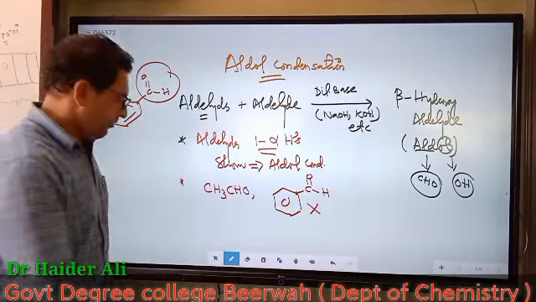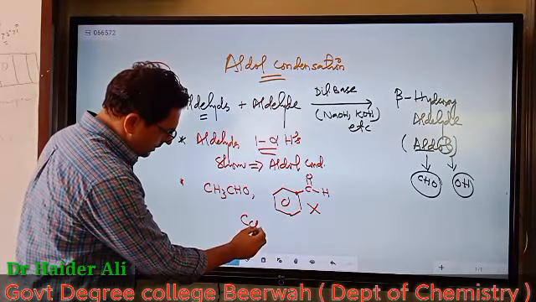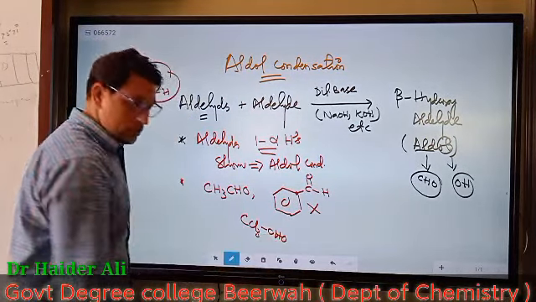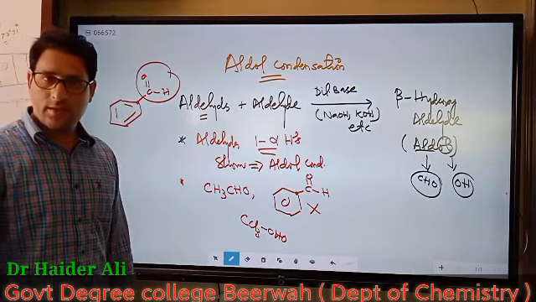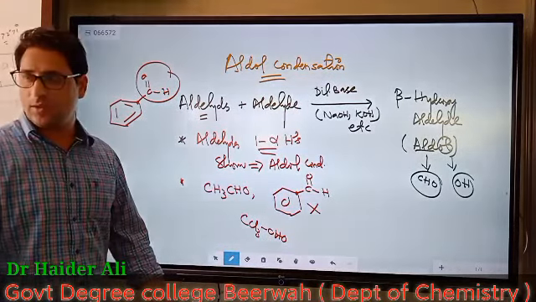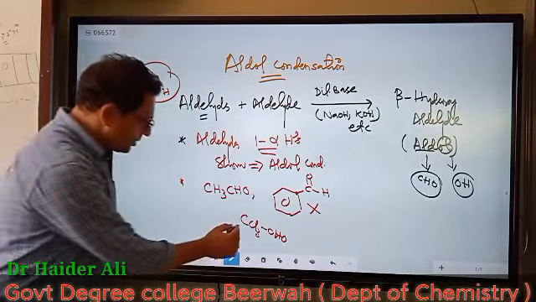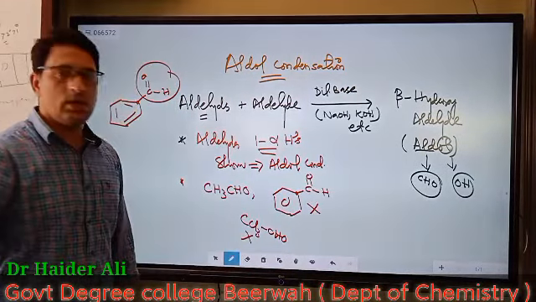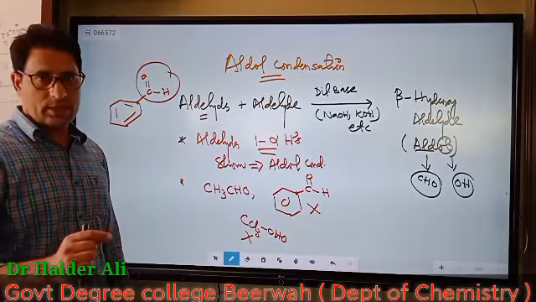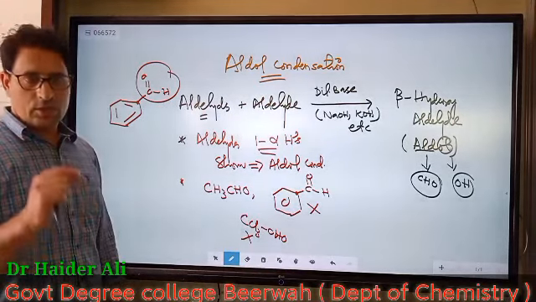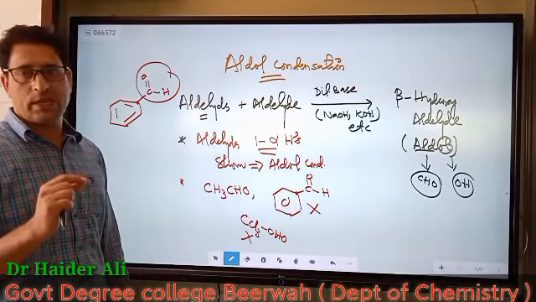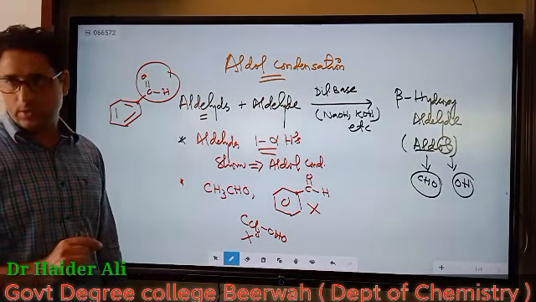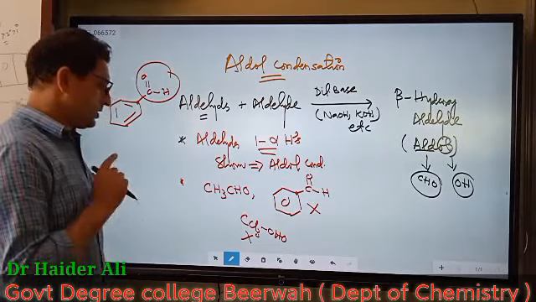Will CCl3CHO show aldol condensation? No. There is no alpha hydrogen here. So again, this will not show aldol condensation. So one thing is that only those aldehydes will show aldol condensation which possess at least one alpha hydrogen. Fine? So, next thing.